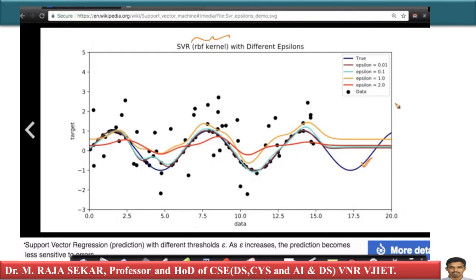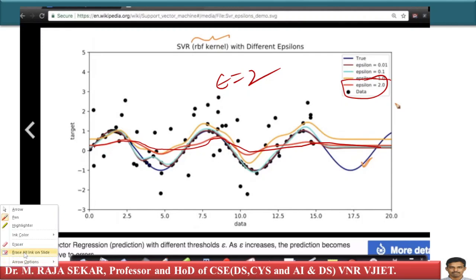As epsilon increases, when epsilon becomes very large, for example epsilon equal to 2, that means this red curve, isn't it? This red line is almost becoming a straight line. So when epsilon is small, it overfits to the training data, and when epsilon is large, you will underfit to the training data. Underfitting basically means, just let me draw one simple curve.